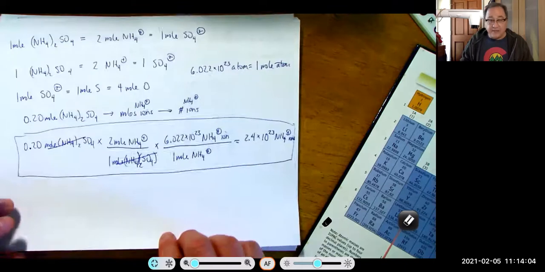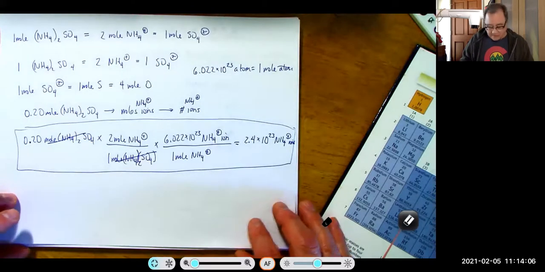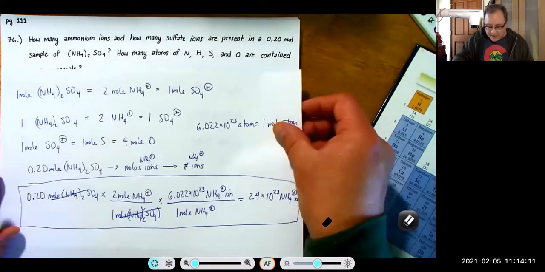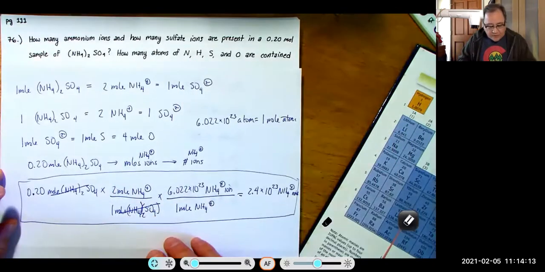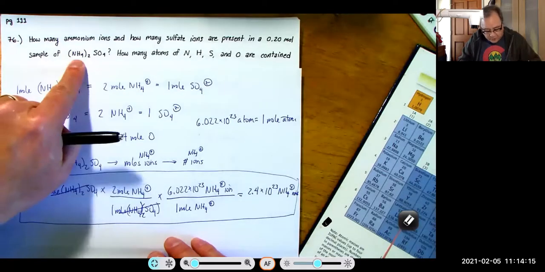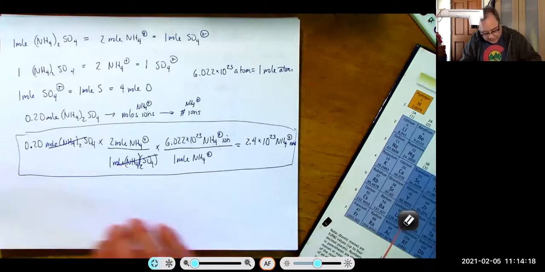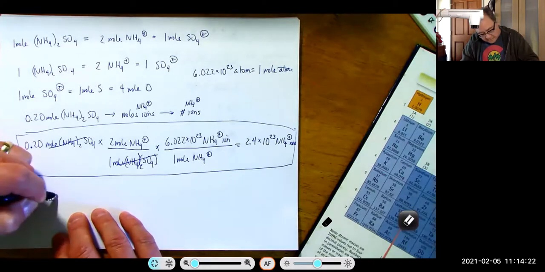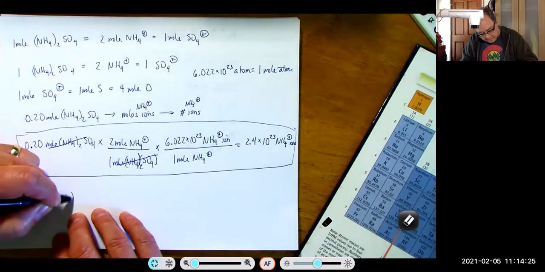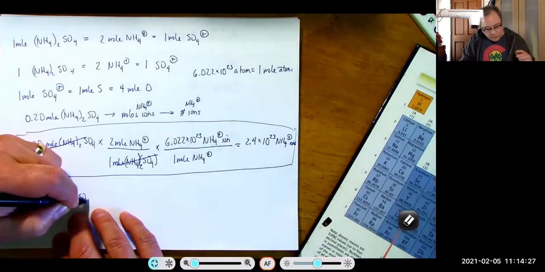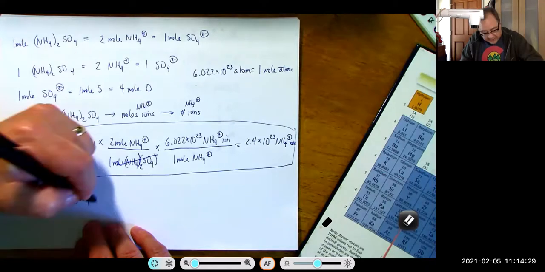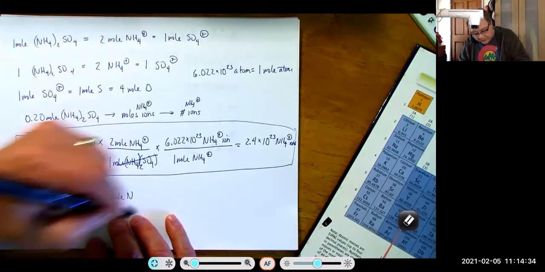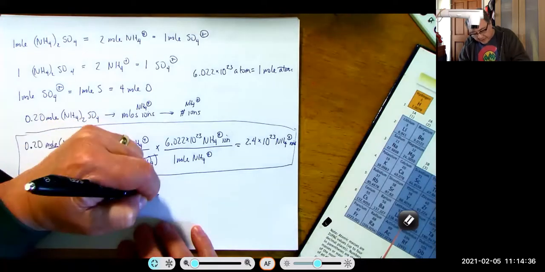Now, I think this is going to be our last problem here. The question is, how many atoms of nitrogen? So I'm going to start with this guy, 0.2 moles of ammonium sulfate. And what we're going to do is we're going to convert that into moles of nitrogen and then into atoms of nitrogen.